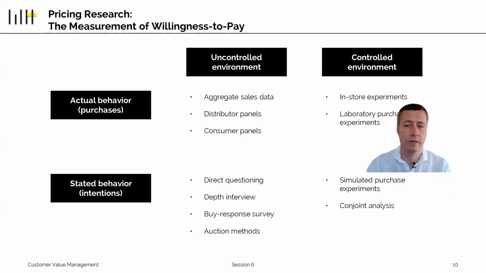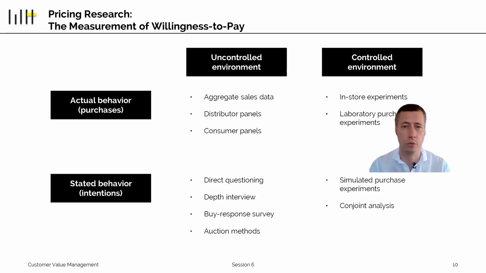In principle, the different approaches to measure price sensitivity can be grouped along two dimensions, which gives us four different groups. The first dimension is whether we measure things in real life, which we call an uncontrolled environment, or whether we measure it in some form of laboratory setting, which would be a controlled environment. The second dimension is whether we observe what people actually do, which usually would be a purchase, or whether we observe what people say they will do, which would be intentions.